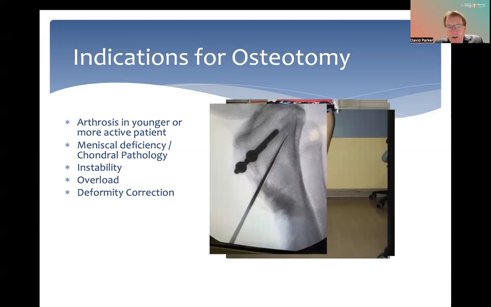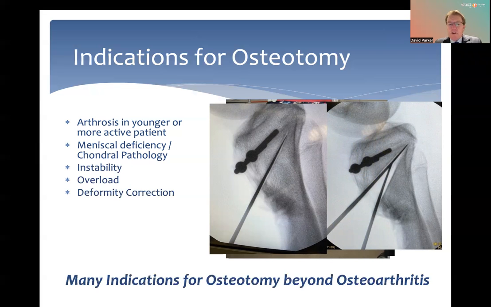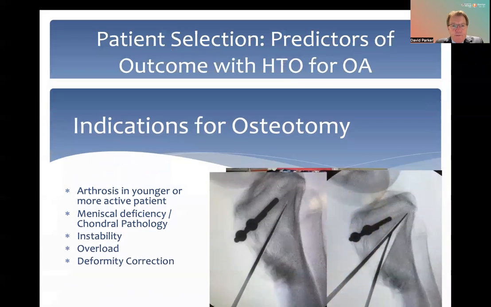This patient who had significant genu varum and had medial tibial plateau stress fractures that were unresponsive to non-surgical treatment was corrected to neutral alignment and had an excellent outcome. And then other more unusual cases, such as this patient who had a deformity in the sagittal plane, requiring a corrective osteotomy to reduce the recurvatum and the instability associated with that. So there are many indications for osteotomy beyond osteoarthritis.